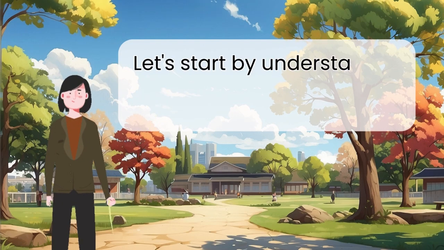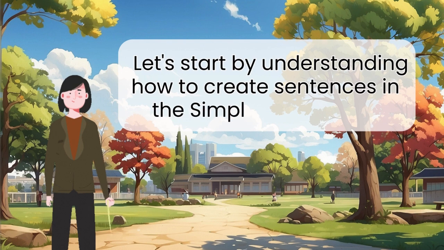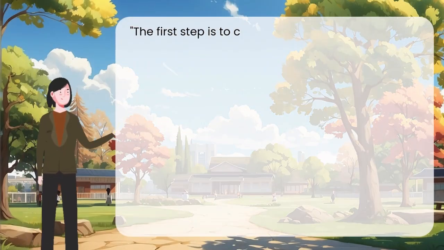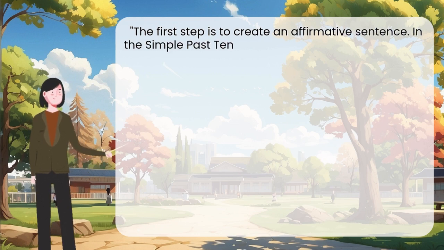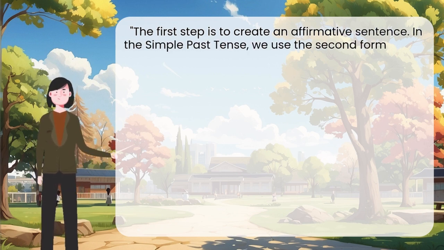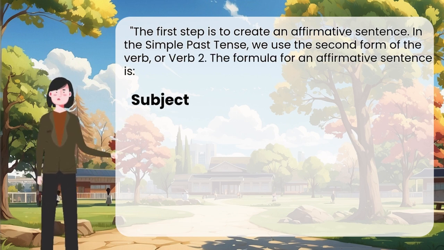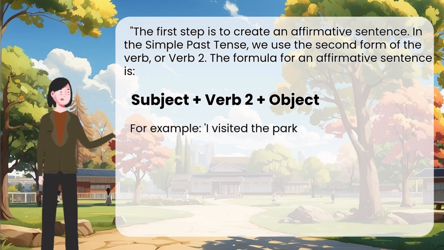Let's start by understanding how to create sentences in the simple past tense. The first step is to create an affirmative sentence. In the simple past tense, we use the second form of the verb, or verb 2. The formula for an affirmative sentence is subject plus verb 2 plus object. For example, I visited the park yesterday.